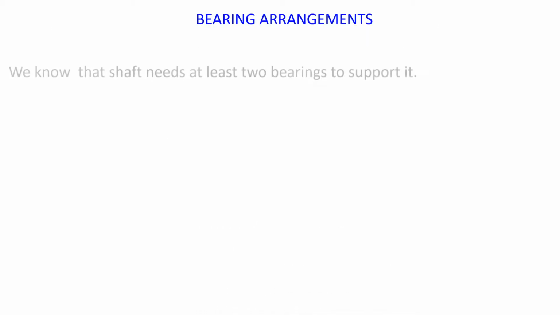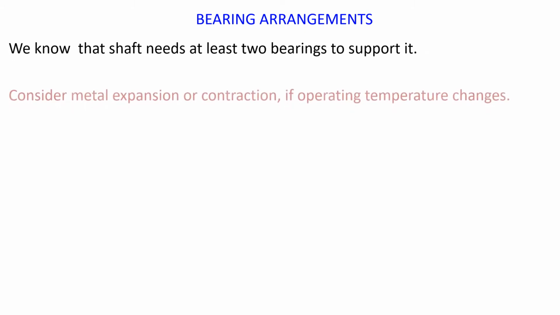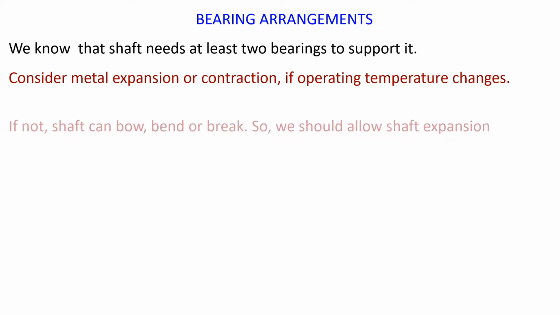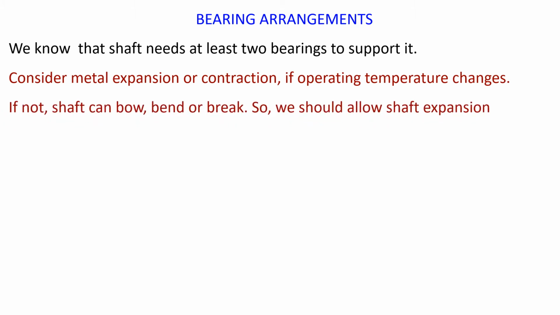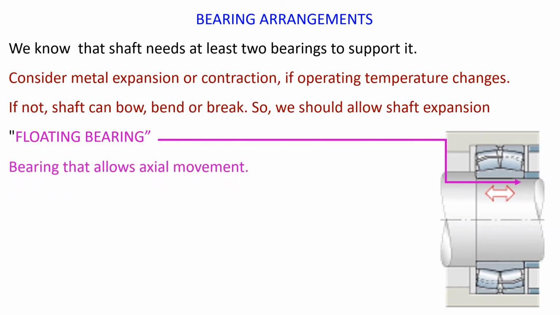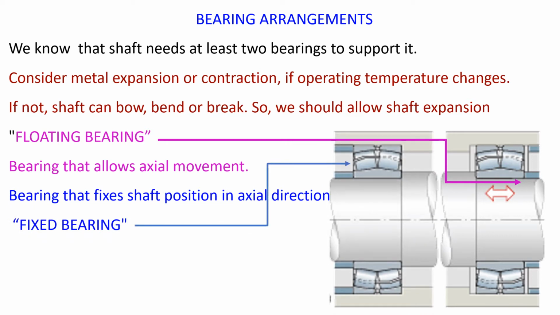We know that the shaft needs at least two bearings to support. The shaft can expand if temperature rises and contract if temperature drops. If we don't consider metal expansion or contraction, the shaft can bend or break. To accommodate this, one of the bearings is made to move axially. The bearing that allows axial movement is the floating bearing. The bearing that fixes the shaft position in the axial direction, or which does not move, is the fixed bearing.